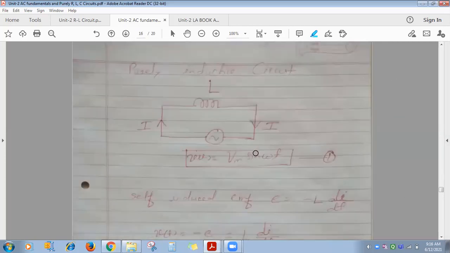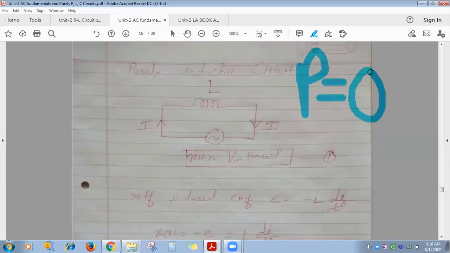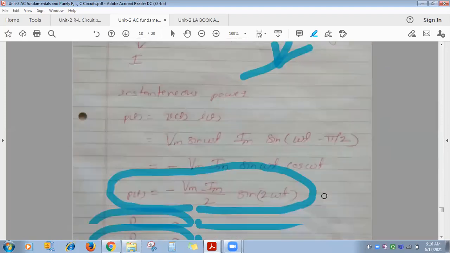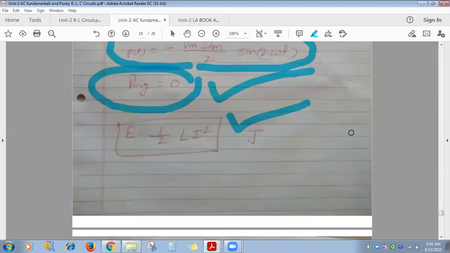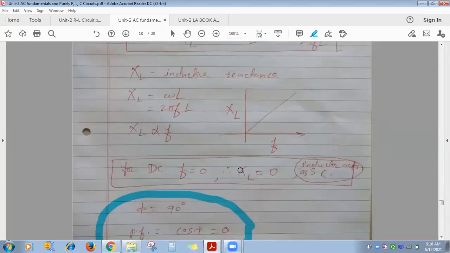And what about inductive and capacitive type of load? Power consumed by them is 0. Here we have derived for inductive type of load. Power consumed is 0. Now we are going to see about the capacitive type of load. And what about an inductor across DC? Does it act as a short circuit or open circuit? Short circuit. It acts as a short circuit.